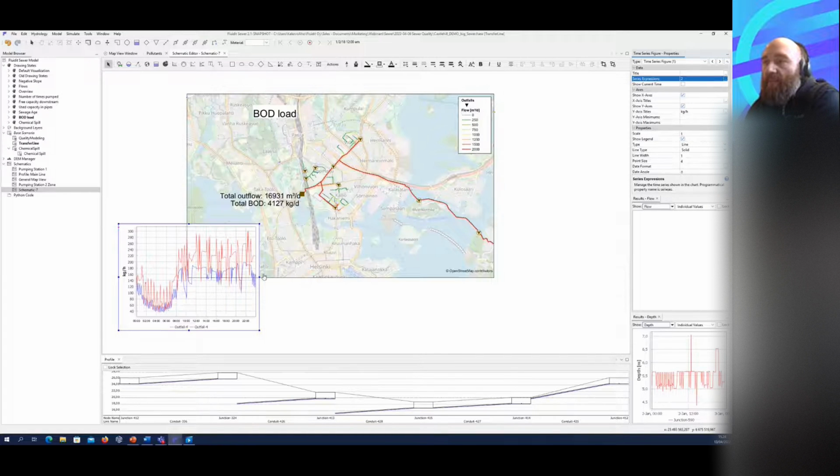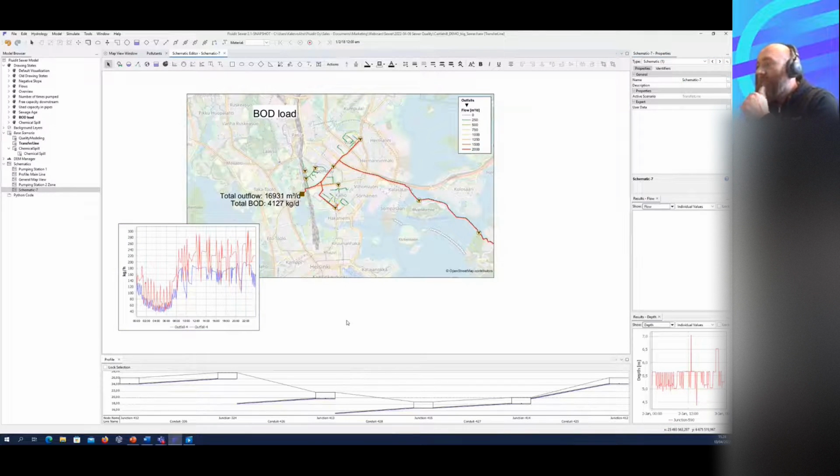So the blue line is when there was not the transfer line, and the red line is the new connected line. Of course, there's a lot of pumping now, which also creates a lot of variance to the BOD that is coming to the treatment facility. But yeah, I think that was the quick presentation.